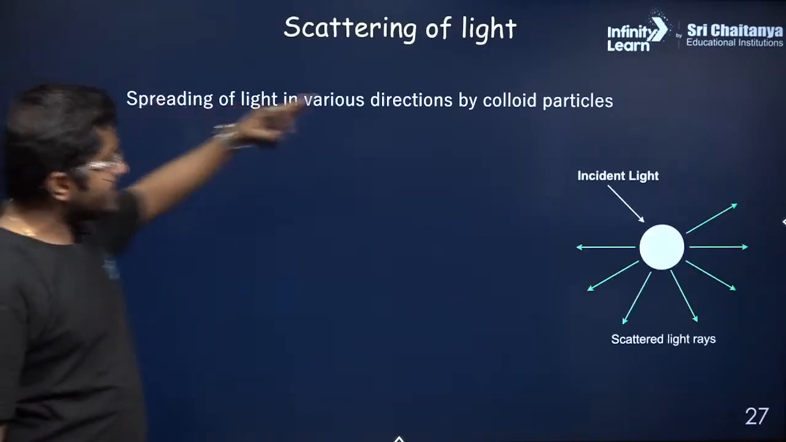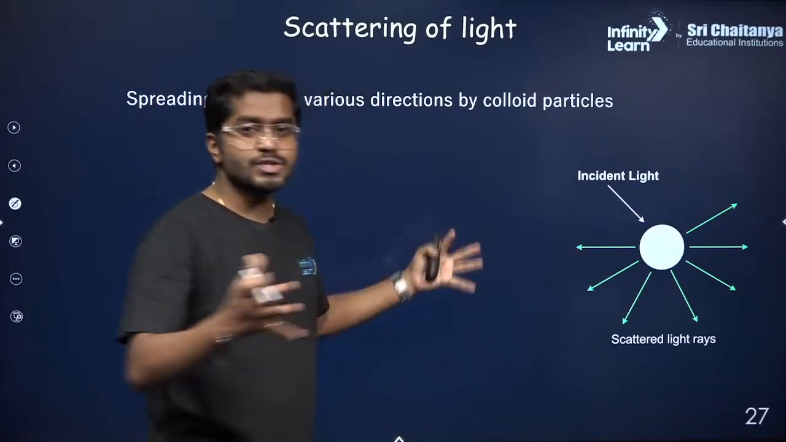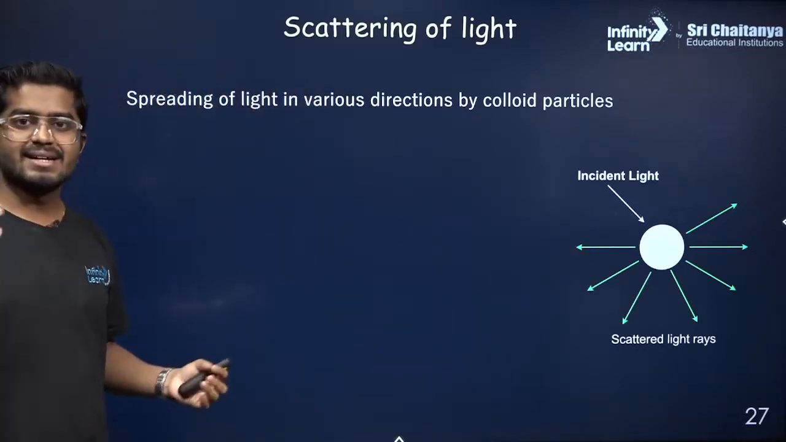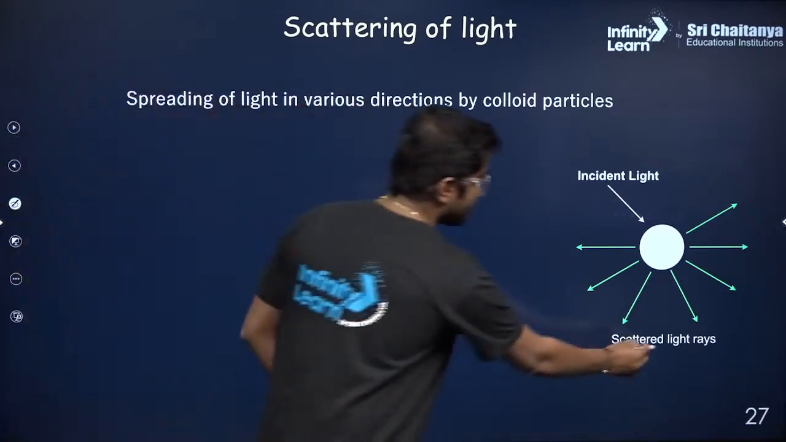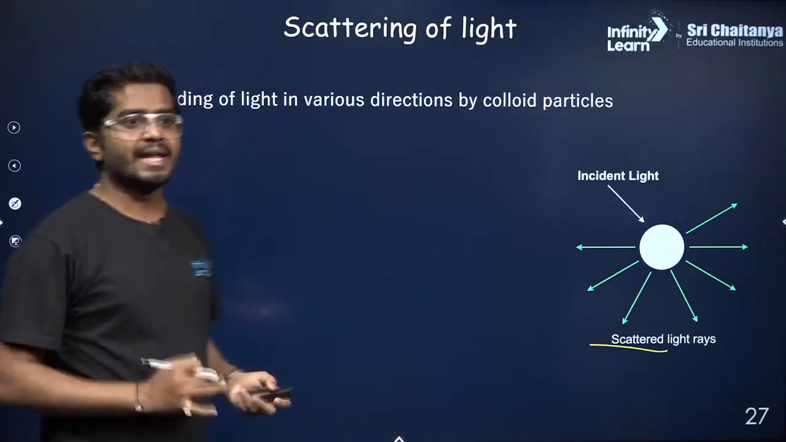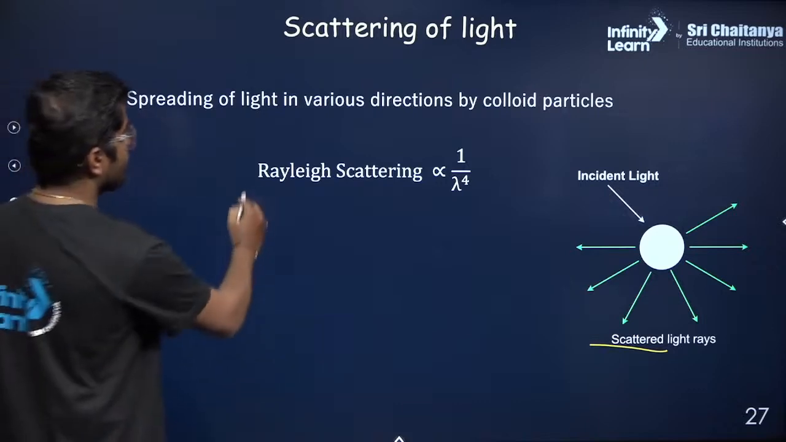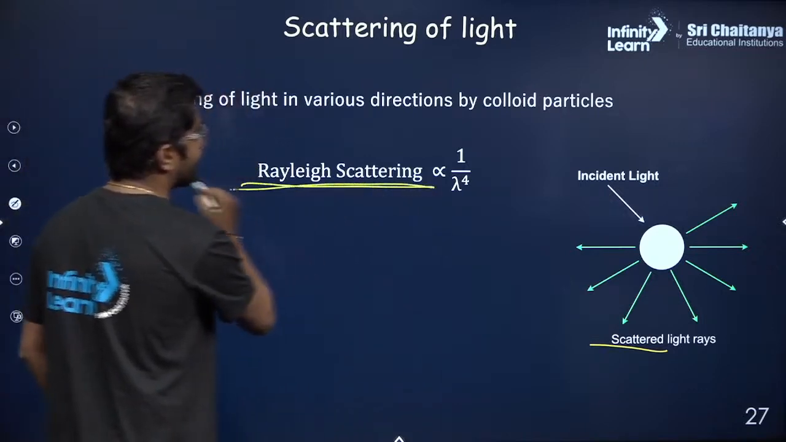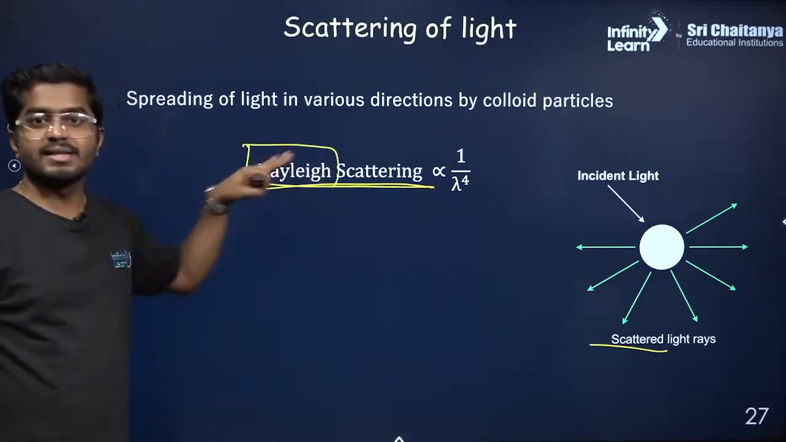So when the incident beam falls onto the small particles, it will be diffused or scattered. There is no direct translation of this word. This is the correct scientific word. Light gets scattered in all the possible directions. Correct. And there is a phenomenon called Rayleigh scattering. This is the name of the scientist who discovered this phenomenon.